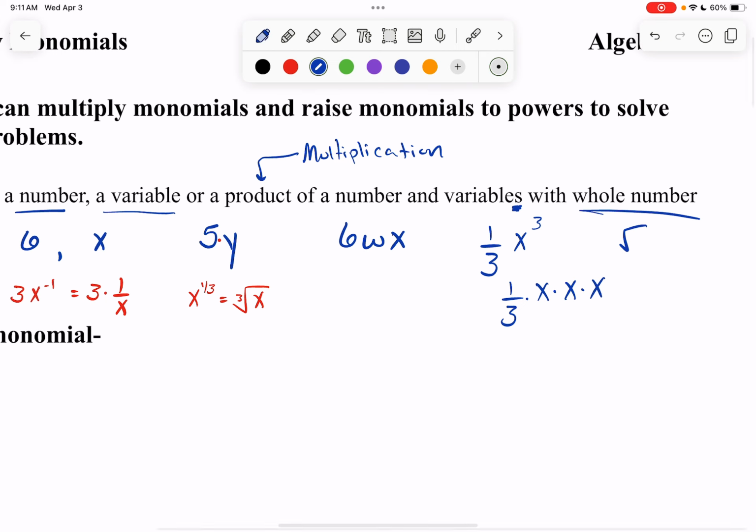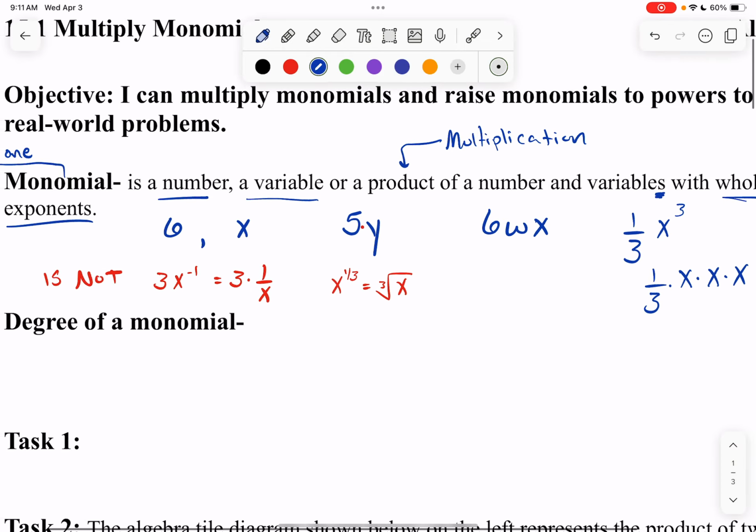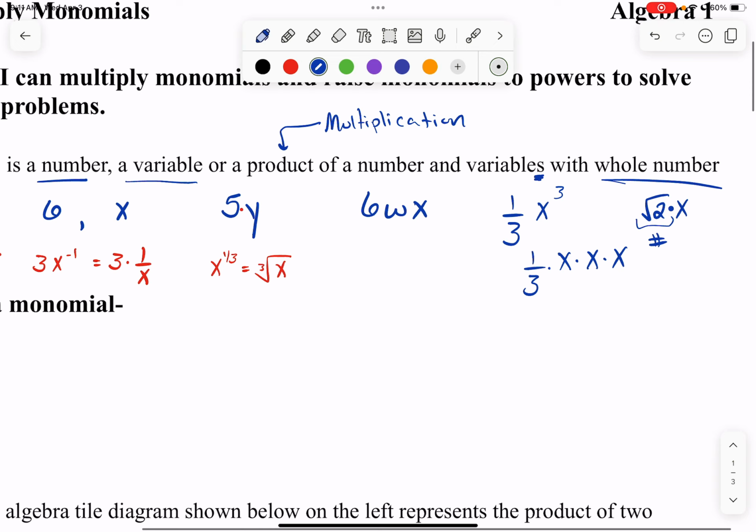For example, I can have the square root of 2 times x, because the square root of 2 is just a number. It's an irrational number. I can't simplify it any other way, but it's just a number. So I can have the square root of 2 with a variable, but I can't have the x inside the square root, because then it's not a monomial, because it needs to be the product of that.